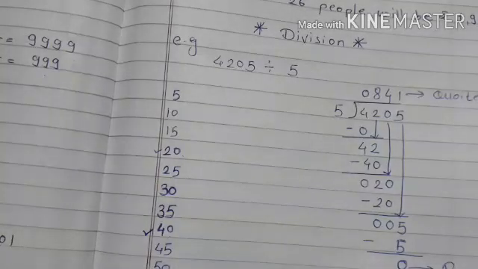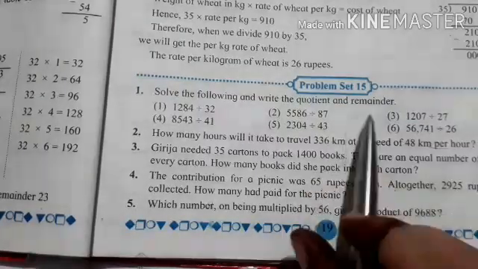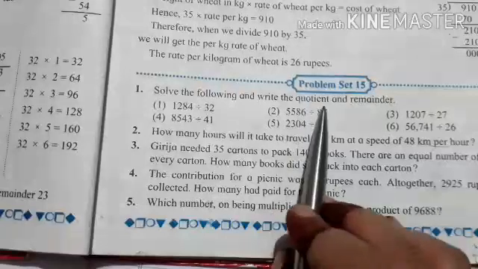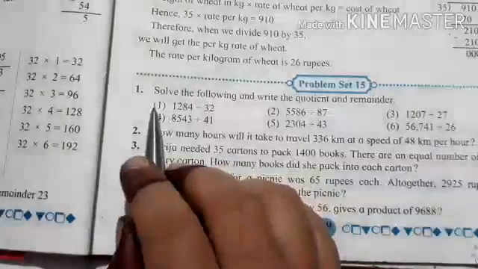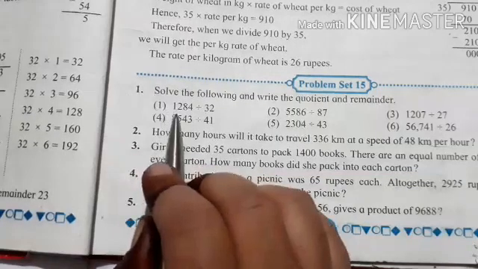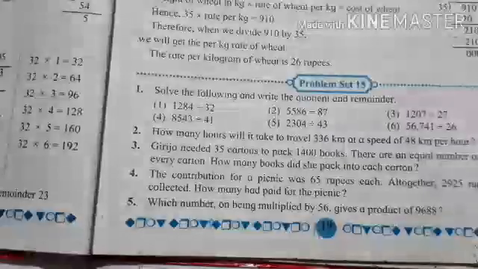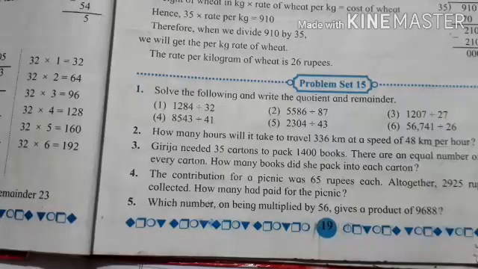Understood, everyone? So now we have to start problem set 15. See what it is. Question 1: Solve the following and write the quotient and remainder. So let's see the first one: 1284 divided by 32. Now we have to see two digit number division. Let's see how to solve it.